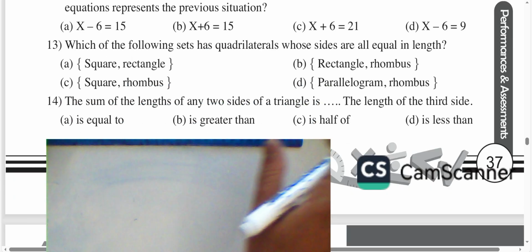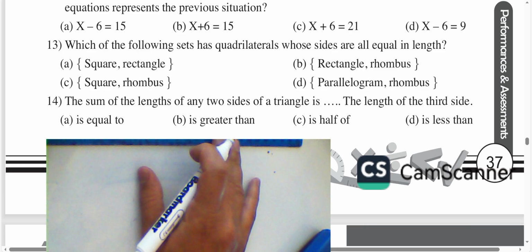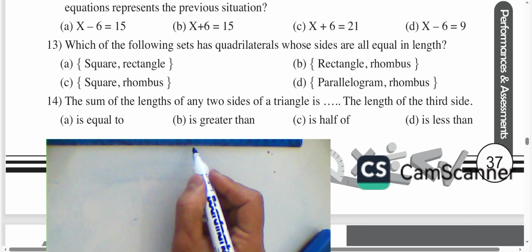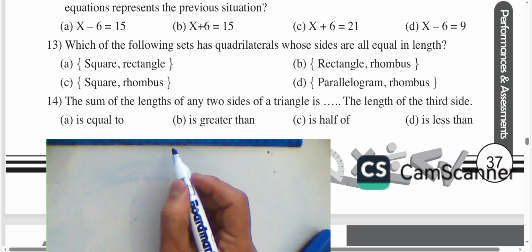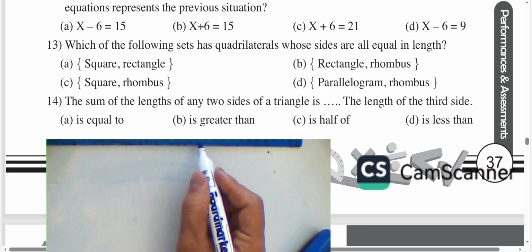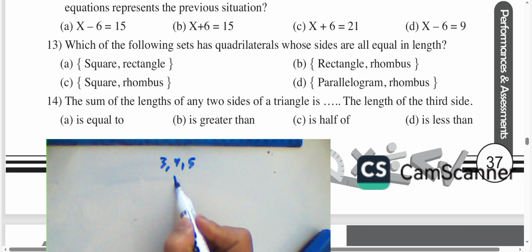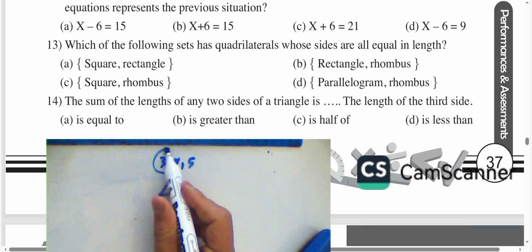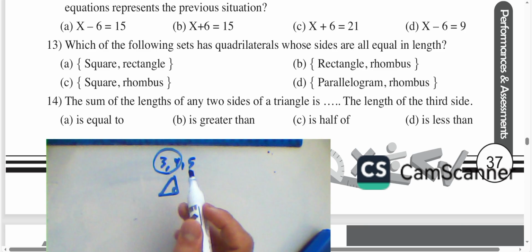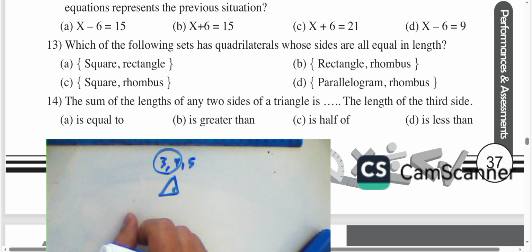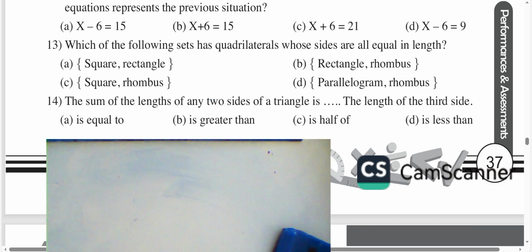The sum of lengths of any two sides of a triangle is all the time greater than the third. The sum of any two sides of any triangle will be greater than the third, like 3, 4 and 5. It's sides of right angle triangle. If we add together, 3 plus 4 equals 7. Sum of any two sides of a triangle is greater than the third side. Next question.